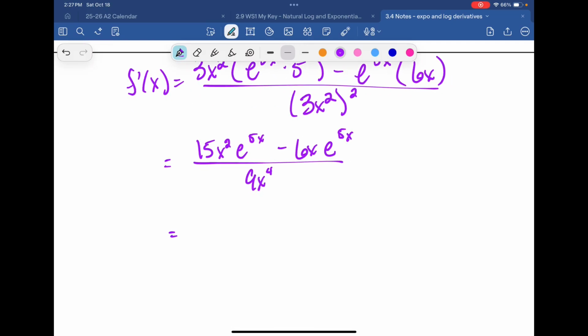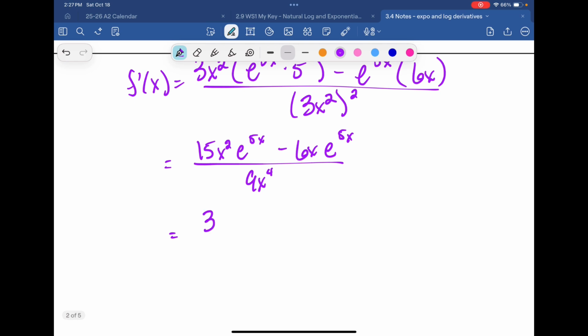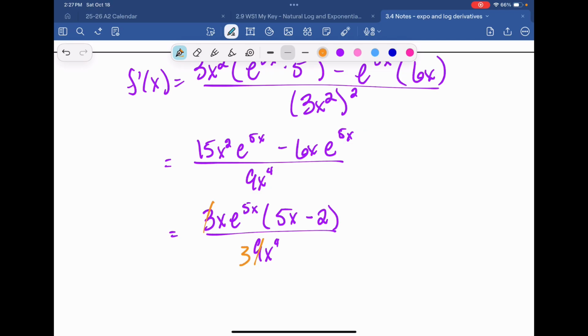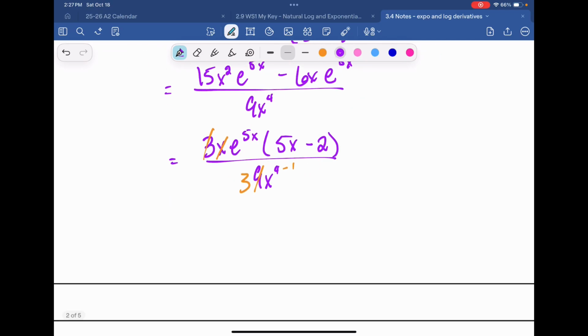And I am going to factor a 3x e to the 5x left. So that's 5x minus 2. So 3 goes into 9 3 times. Our derivative, e to the 5x minus 2, all over 3x cubed.